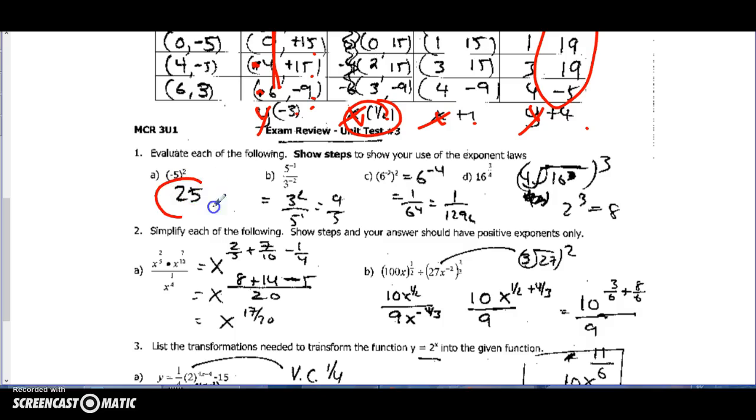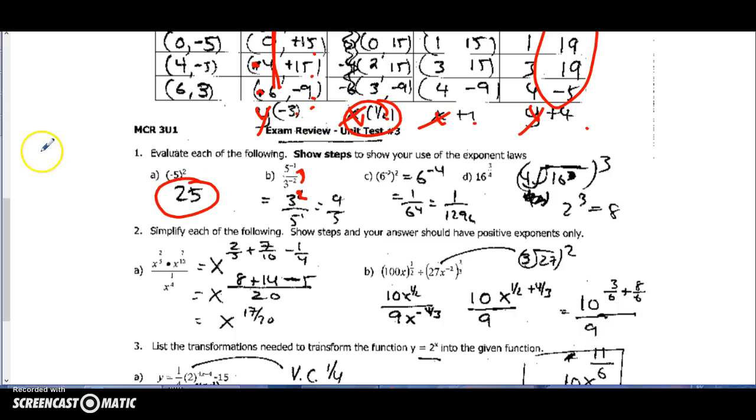Unit 3 test. -5 squared is 25. Negative exponent is flip. So 3 to the -2 goes up. 3, take the 2 with it. 5 comes down. 3 squared over 5. 9 over 5.